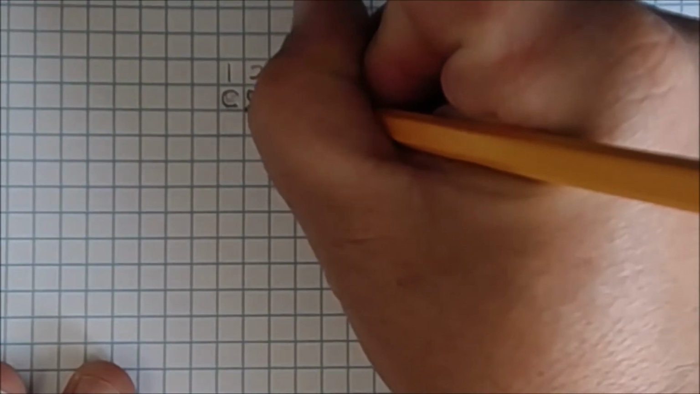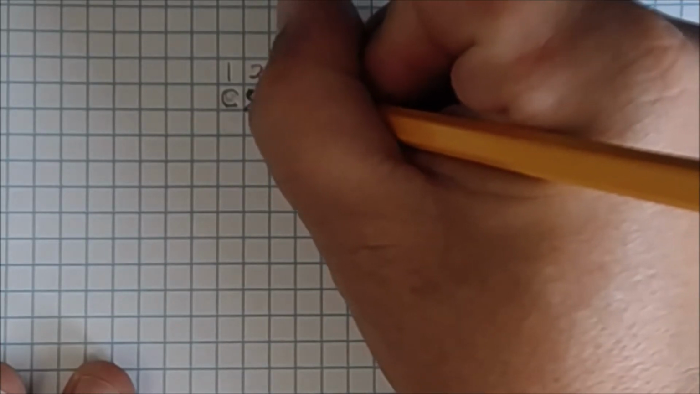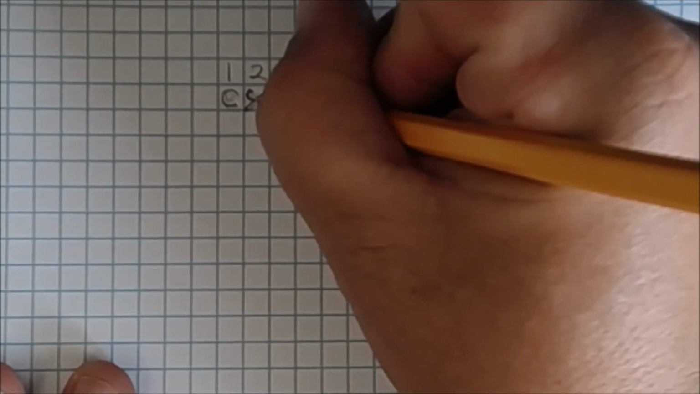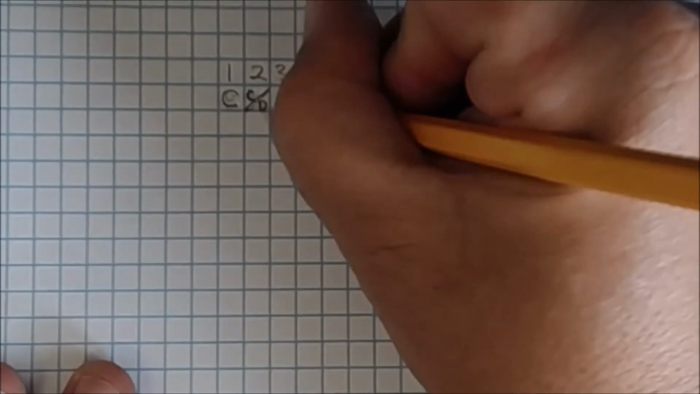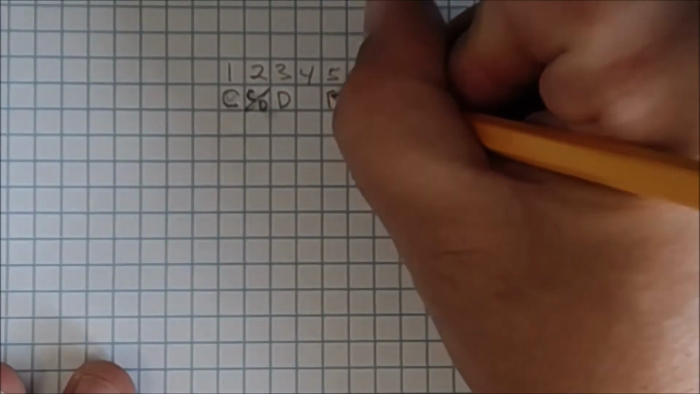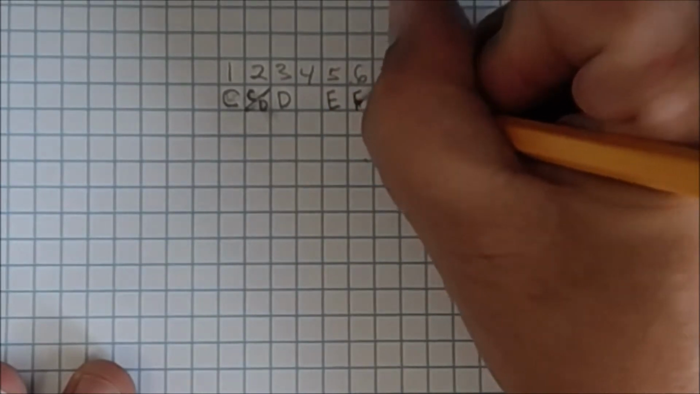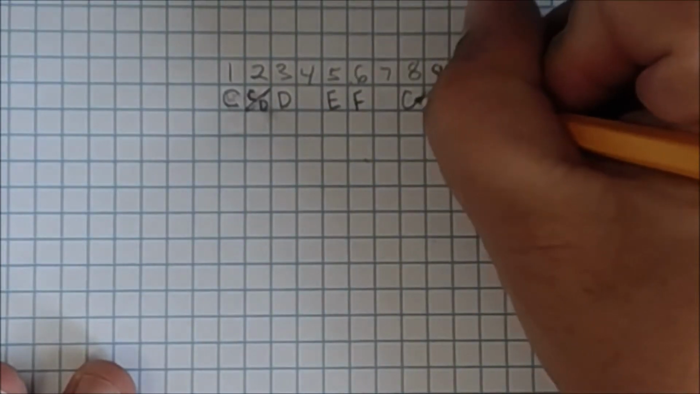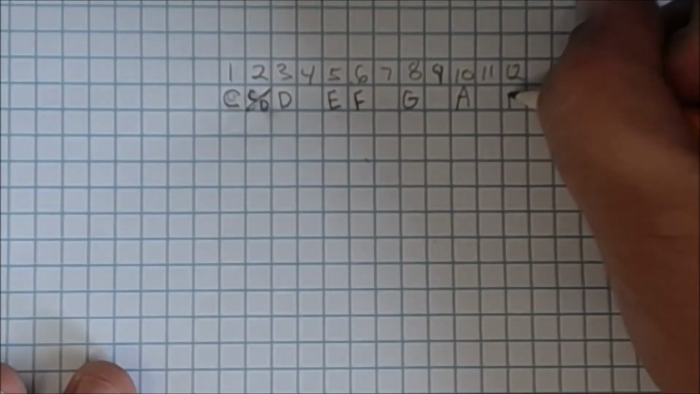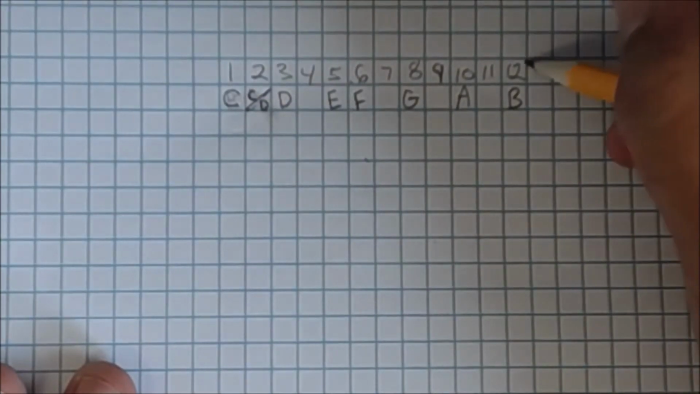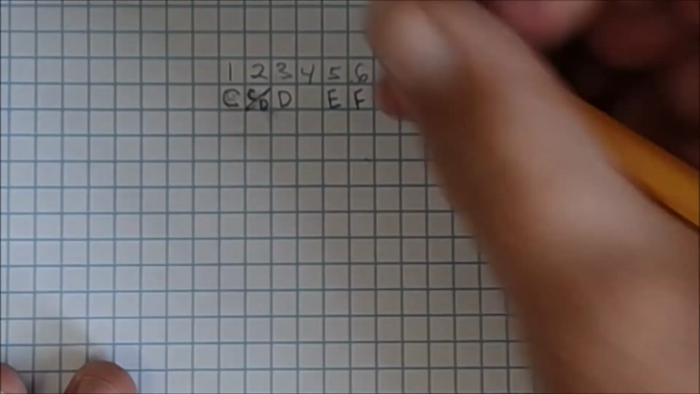So we want C ahead of C and behind D. So C sharp, D flat. We'll get a D, E. We know there's no sharp and flat between E and F. We got G, A, B, and that goes back to C. So we can see how we end at 12 there.